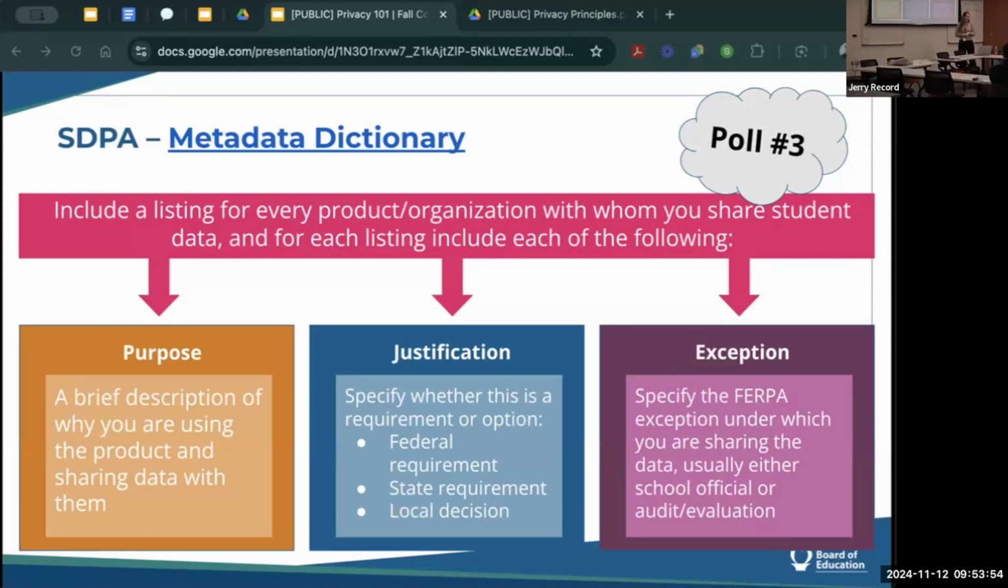Okay, so time for our third poll. Go ahead and pull out your flower things and identify any of the privacy principles that apply to the metadata dictionary requirement. Again, a public listing of all the places where you share student data.